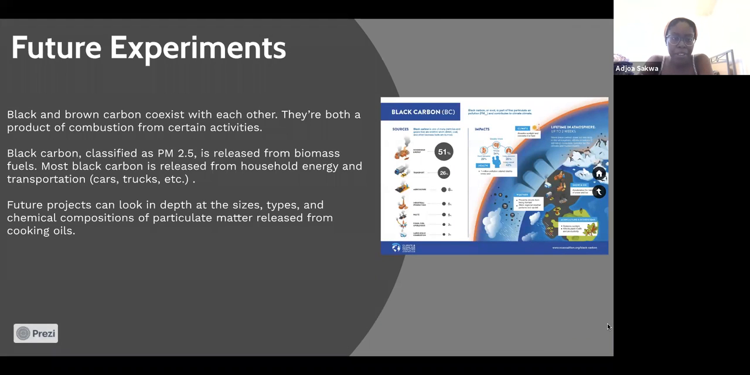Black carbon is classified as particulate matter 2.5 micrometers, which is pretty small. So it can affect the lungs, the brain, and heart disease, as well as the environment when it evaporates into the air. It can increase climate change and the melting of ice caps and stuff.